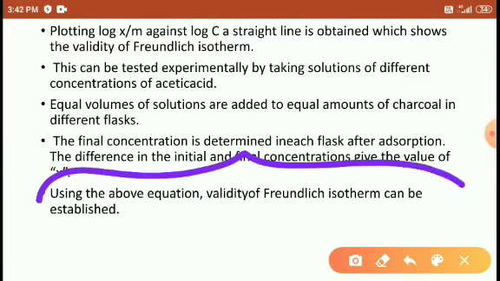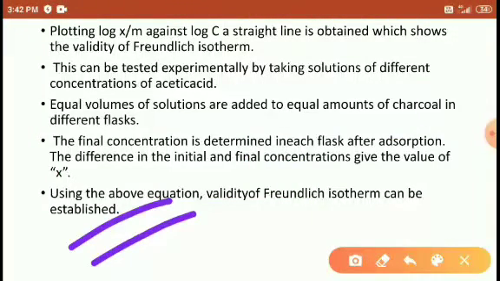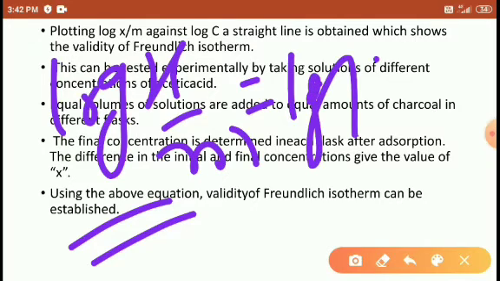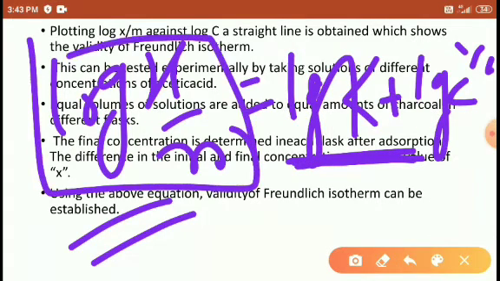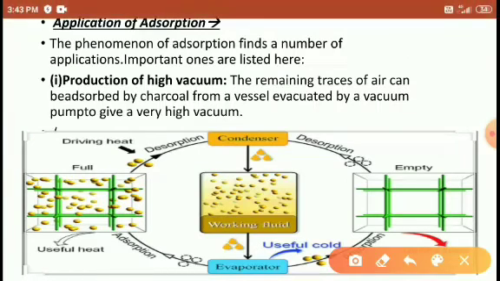So using the above equation, Freundlich established the equation, that is, log x by m is equal to log k plus 1 by n log c. Students, this is applied. So in this equation, what we find here is the equilibrium constant between the adsorption and concentration. Students, so next is the application of adsorption.